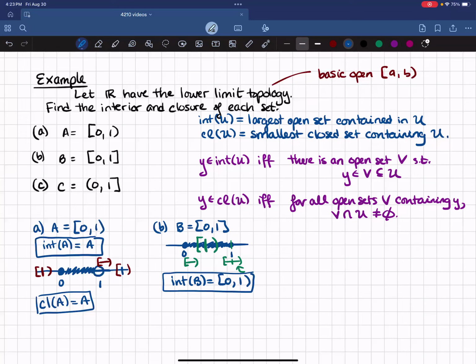Now for the closure of B, I'm going to do a similar thing to what I did for part A. Here's B again. For the closure, you think about whether there are any points outside of B that I need to add. Well, any point below 0, I can find an open set around it that doesn't touch B. And any point above 1, I can find an open set around it that doesn't touch B. So I don't see any points that I need to add. And so the closure of B is [0, 1].